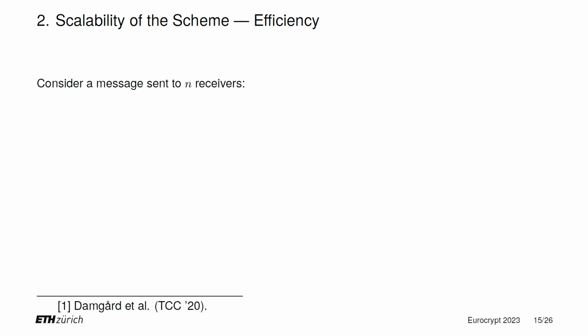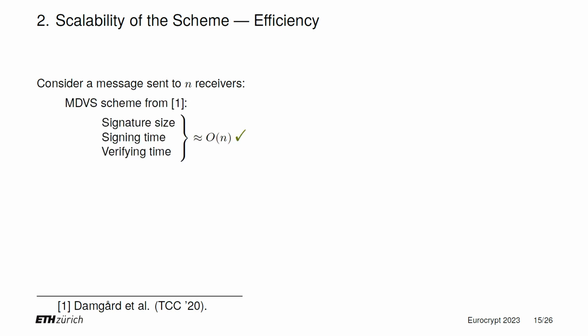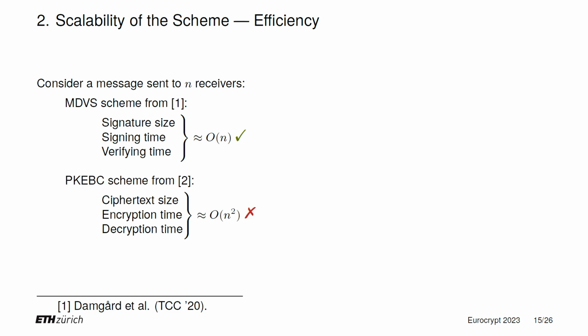So another thing is about efficiency. For example, consider that we are sending a message to our receivers. On one hand, we already have an MDVS scheme by Damgård et al., which achieves signature size and both signing and verifying time that are linear in the number of receivers. However, we don't have any PKE-BC scheme where the ciphertext size, encryption, and decryption times only grow linearly. It's actually quadratic. So this is the second thing we do in the paper.